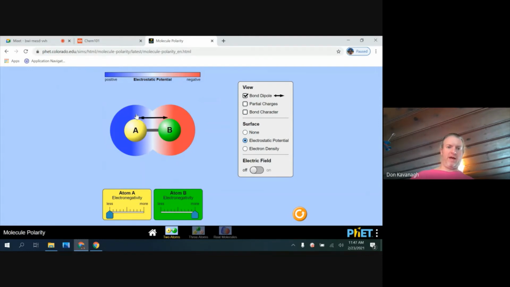The dipole arrow has the positive end towards the blue side, the negative end towards the negative side. The delta positive and delta negative are on the respective sides. And this is a very ionic bond, and their electronegativities are very different from each other. Again, this is like potassium and fluorine, very different. Potassium being very low in electronegativity, and fluorine being the highest in electronegativity.